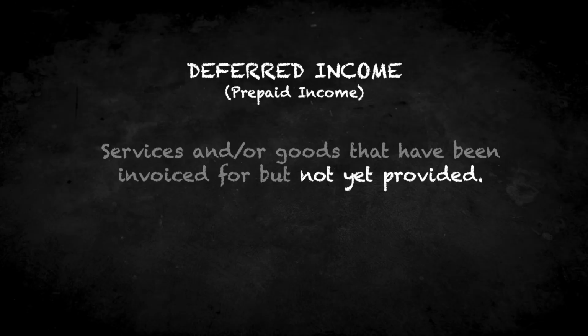Not yet provided is the key part of this definition, as it means that we cannot just credit income and leave it there. As we haven't provided the service or goods yet, we need to defer this to the period in which we actually provide the service and goods. To do this, we simply remove the income. As we initially credited income, we will now need to debit it to remove it, and simply credit the other side to deferred income.